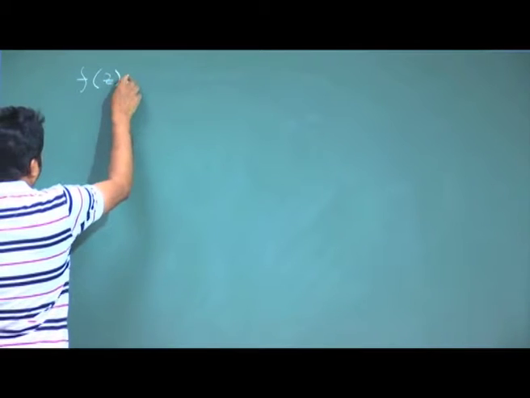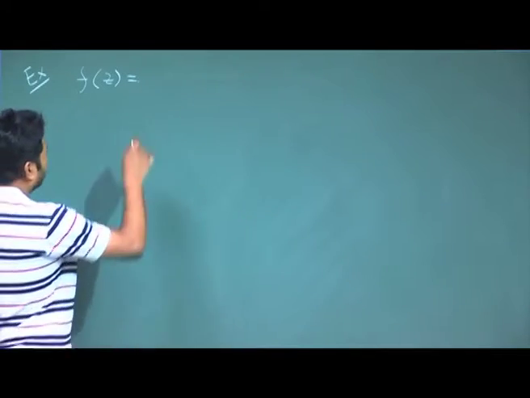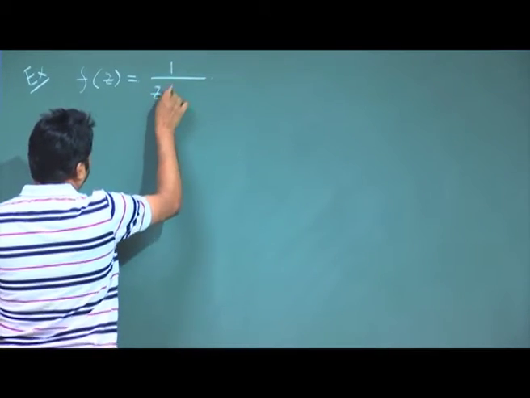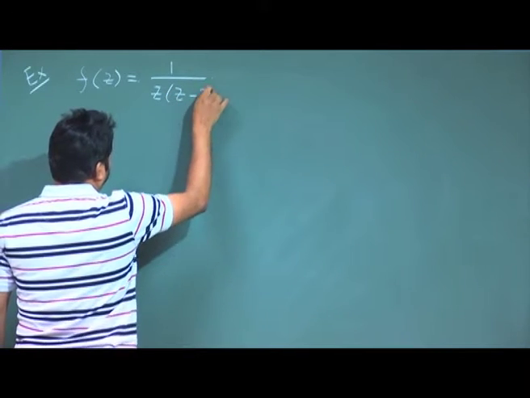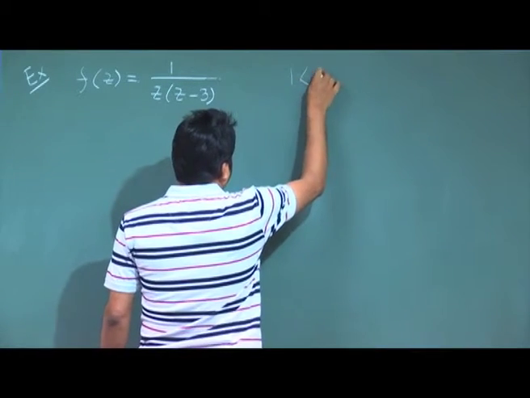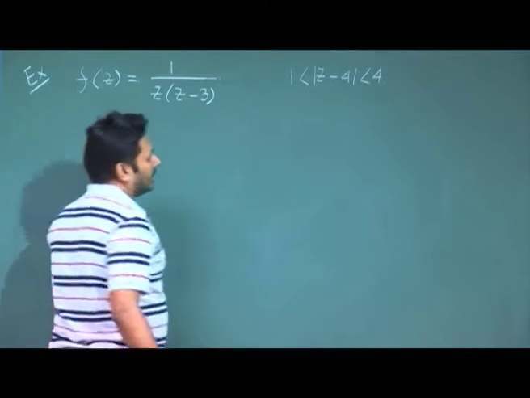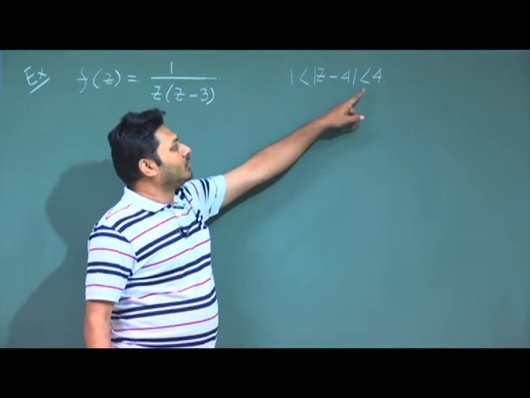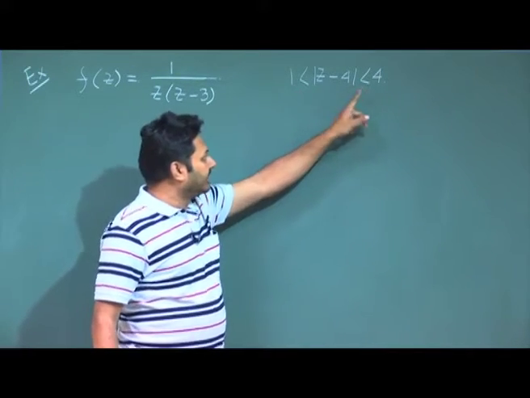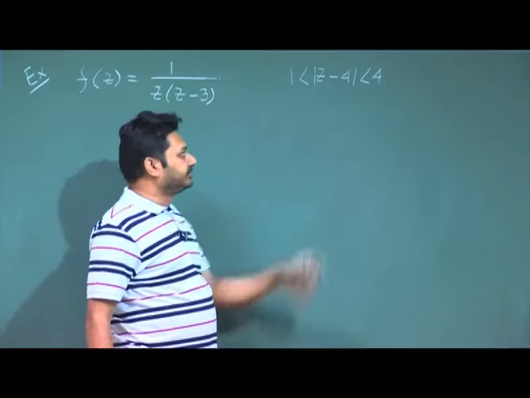We need to solve a few other examples also. So, let me go with more examples. Another example of Laurent series: f(z) is 1 divided by z multiplied by (z minus 3), and the region that is given is something like this, mod of z minus 4 with this. So, this is a restricted boundary, and we need to expand our function with this condition.